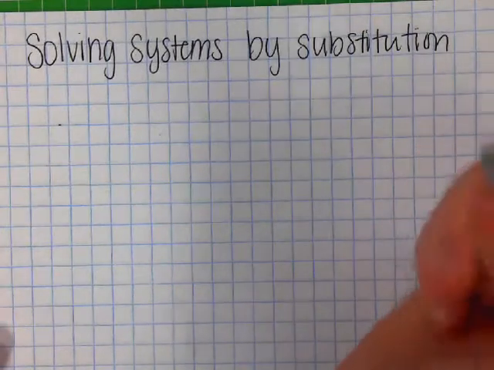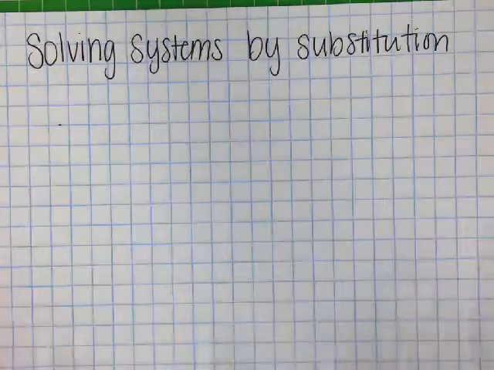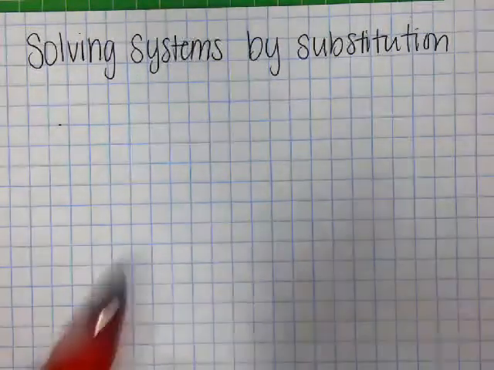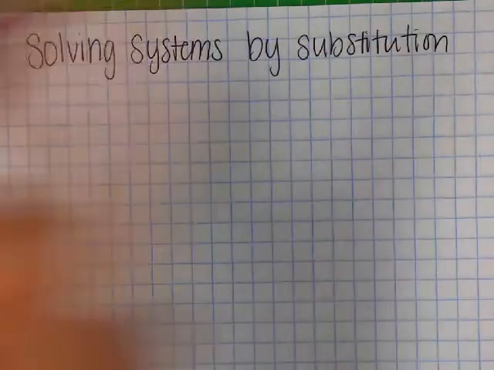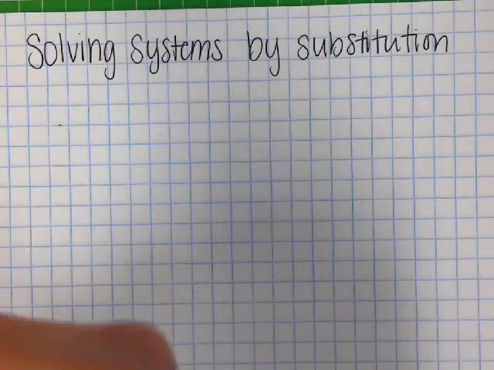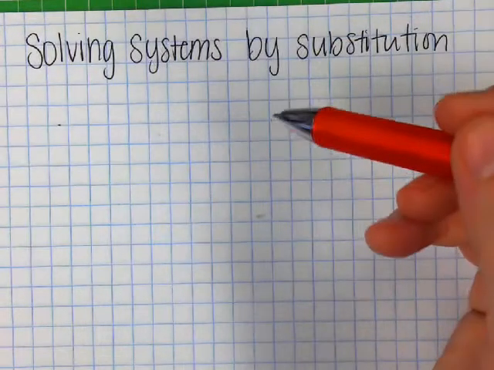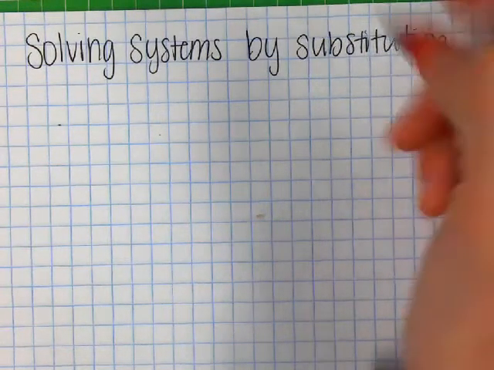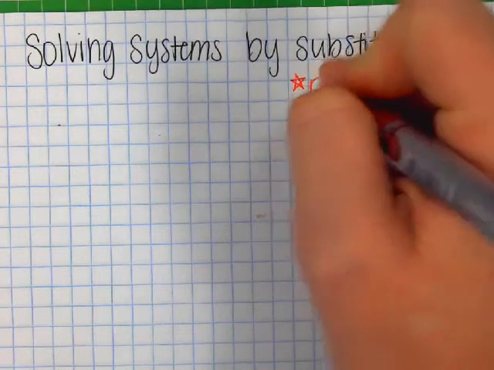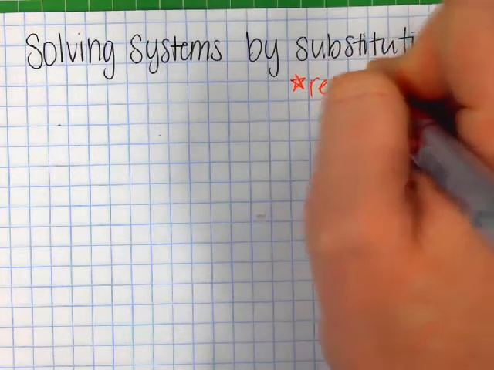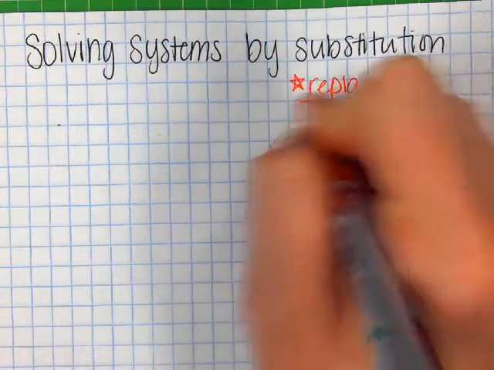So, solving systems by substitution. If you think about the word substitution, like when you have a sub in a classroom, the sub replaces the teacher for the day. So substitution just means to replace. So you're going to take something out and replace it.